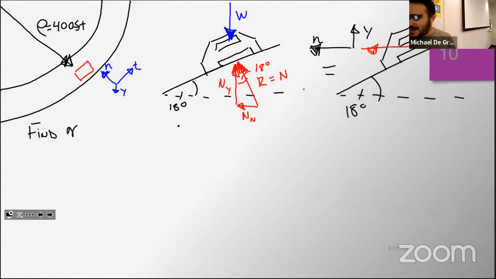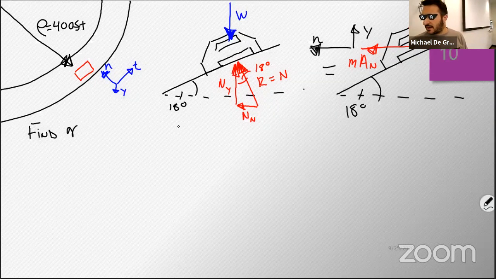What do we have? We've got the mass times the acceleration in the normal direction, and the mass times the acceleration in the y. And hopefully you can read that. They're just pointed along the axes in the positive direction, because we're going to assume that they're moving positive, and if they come out negative, then we know that we chose wrong.